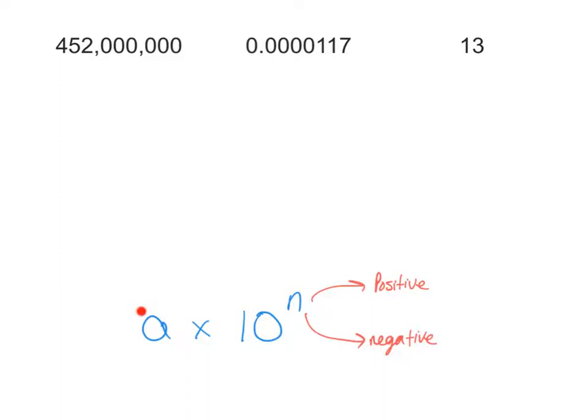I know I'm going to have a value a, and this value a is going to be between 1 and 10. It's going to be less than 10 and greater than or equal to 1. In other words, I'm going to have one digit in the units column followed by something else. So this number should generally be between 1 and 10.